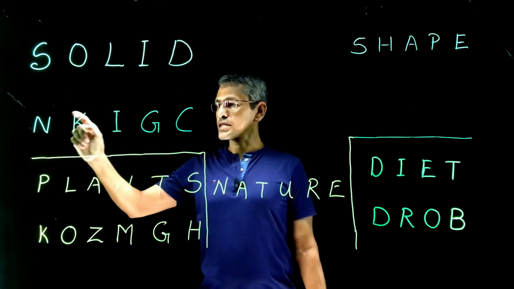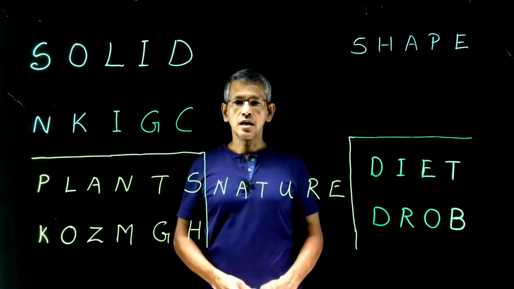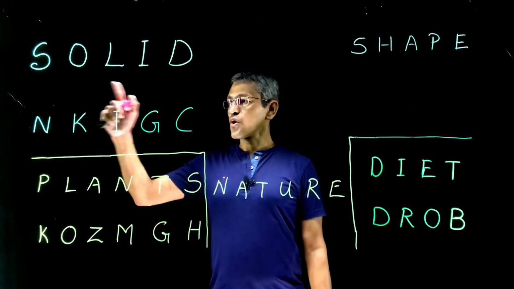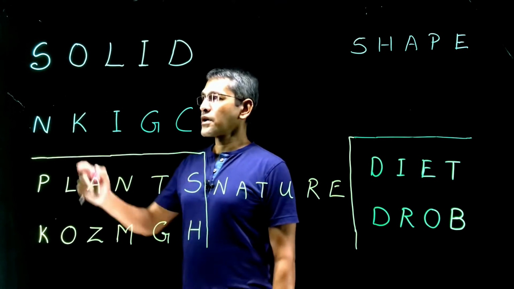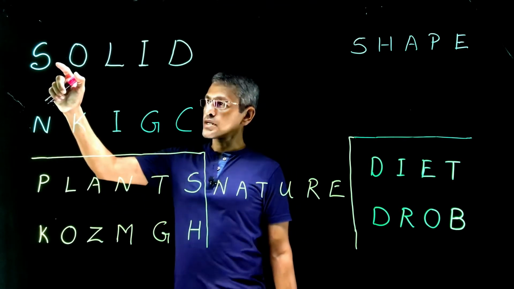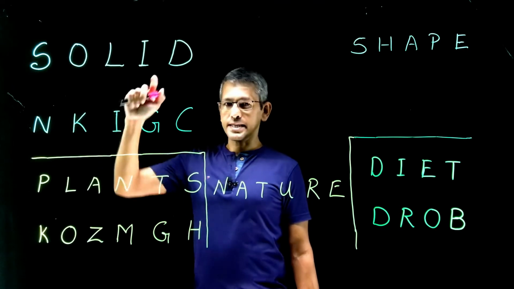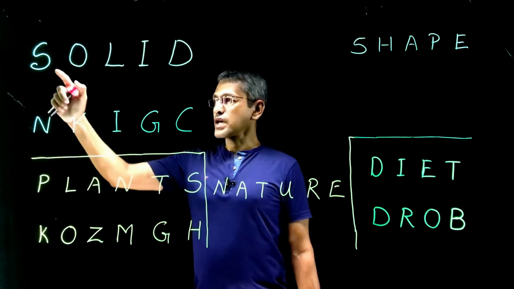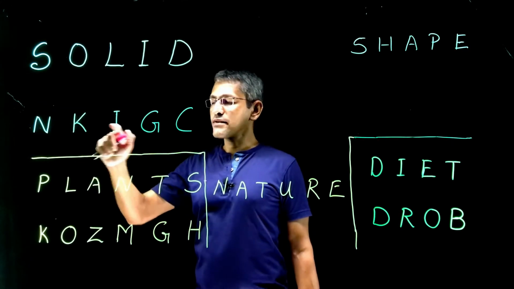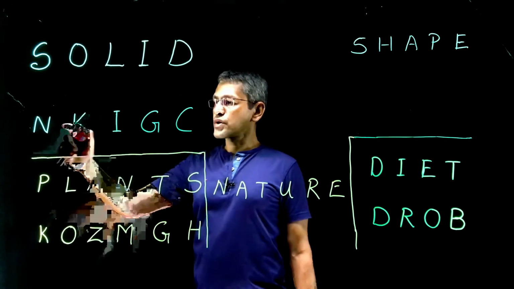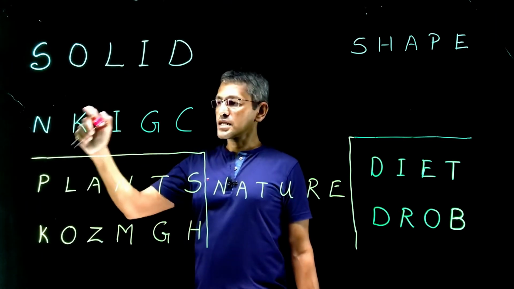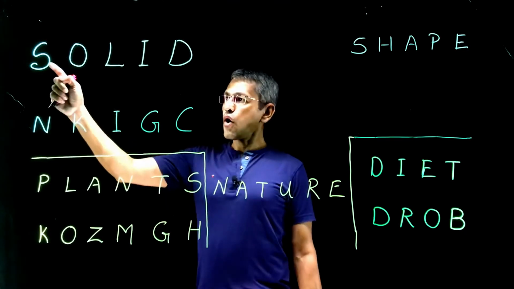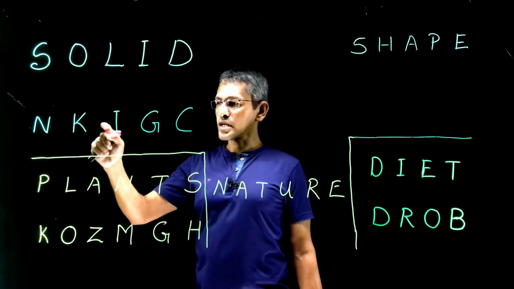Solid is coded as NKIGC. Then how can we code the word shape? Solid is called NKIGC. The letters in the word SOLID: do we have all the letters in the code? The first letter S, we don't have it in the code. Second letter O, we don't have it here. Third letter, it is not here. I is here. D is not here. So not all the letters in the word solid are in the code.